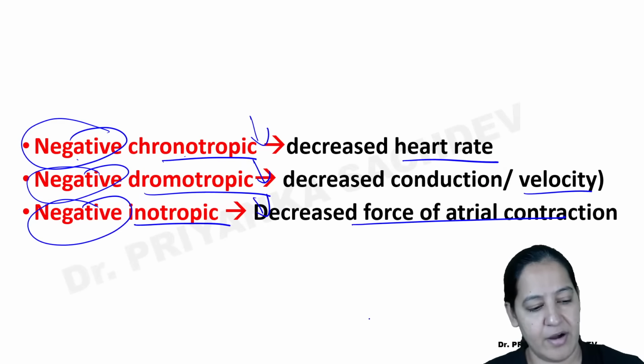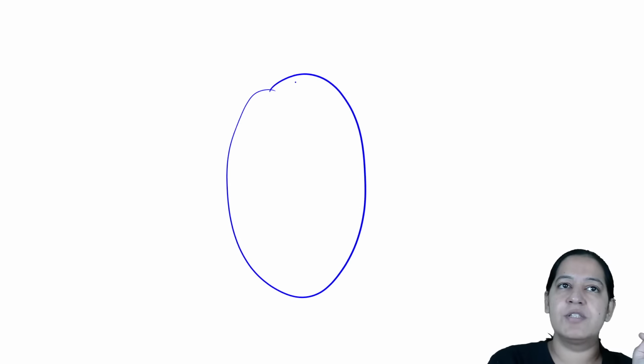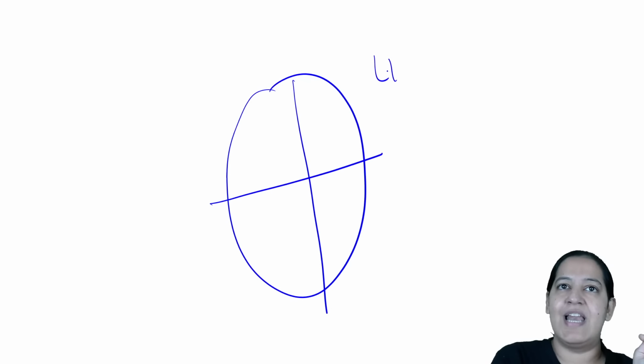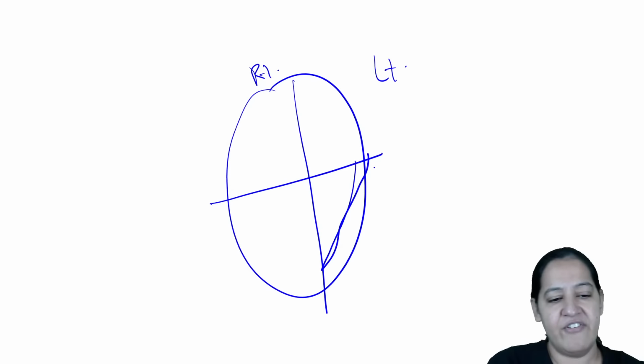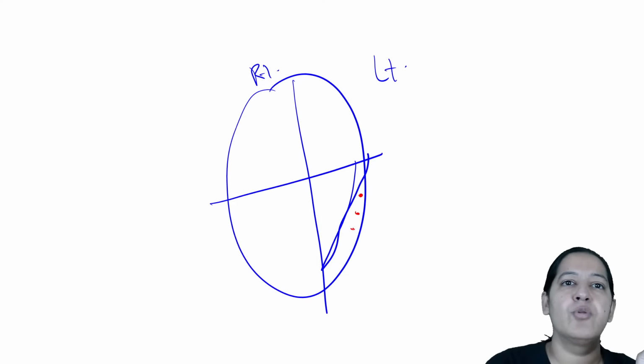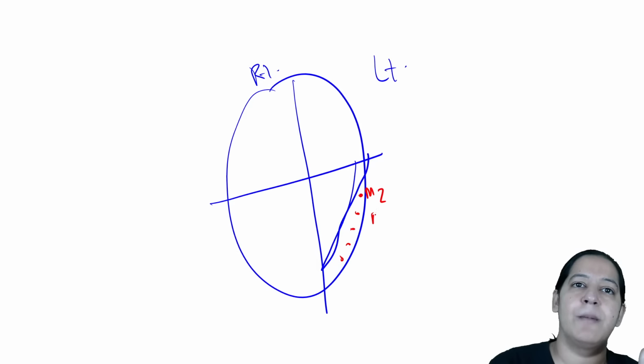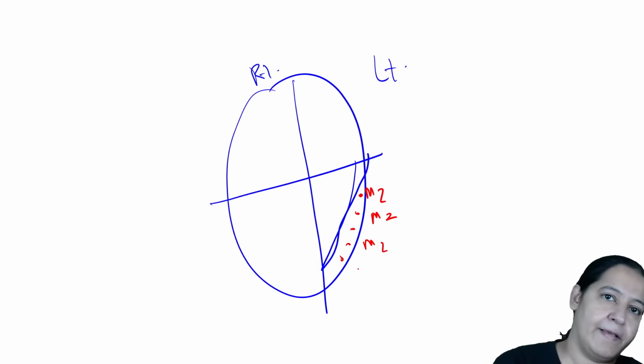So let me draw a diagram for you. These are the 4 chambers of the heart you can see, especially see the left side. On the left side, this is the left ventricle. This is the wall of the left ventricle. On the wall of the left ventricle, M2 receptors are present. You can see M2 receptors.